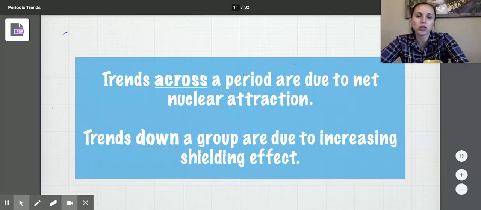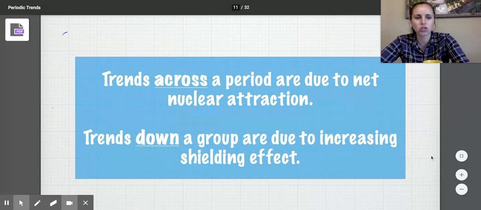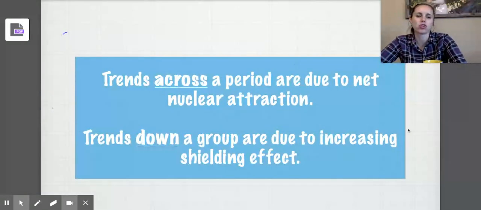How do we know that? Well, shielding effect is staying the same. Net nuclear attraction is changing. Trends that are going down are due to shielding effect. Well, how do we know that? Well, net nuclear attraction is the same, but shielding effect is changing. Shielding effect is increasing. I have more of those full shells.